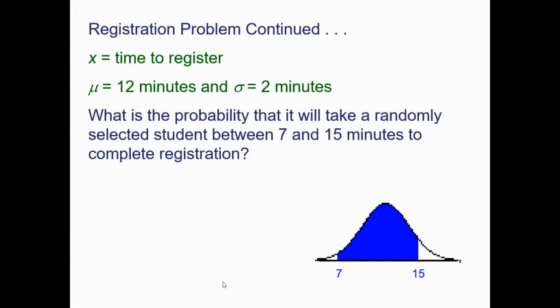What's the probability that it will take a randomly selected student between 7 and 15 minutes to complete registration? We want the probability that X is between 7 and 15. So you would work this the same way. We just need to standardize both variables first.